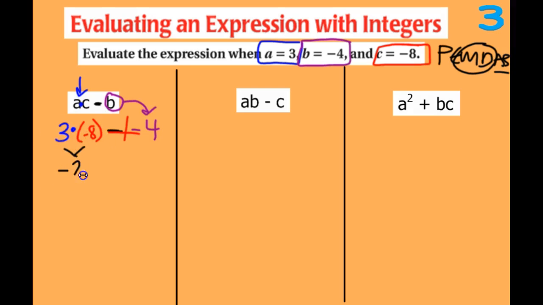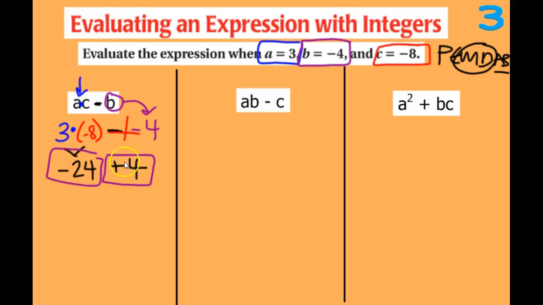8 times 3 is 24. But then it says plus 4. Some people make the mistake of adding a positive 24 to a positive 4 and getting 28. That would be wrong because these ones are negative and these are positive.